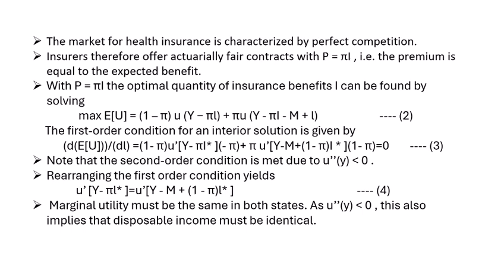In full insurance, income is the same whether healthy or sick, so risk is completely removed. Let's see why full insurance is optimal. From the first order condition, we find that the marginal utility in the healthy state must equal the marginal utility in the sick state. Because the utility function is concave, this can only happen if disposable income is the same in both states.